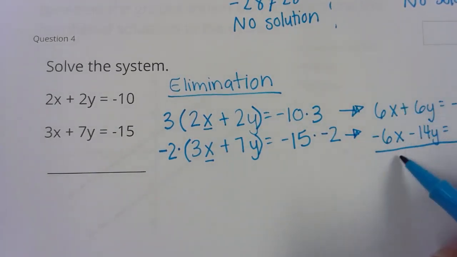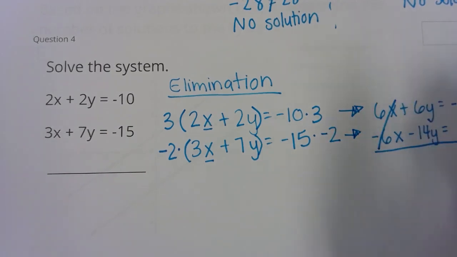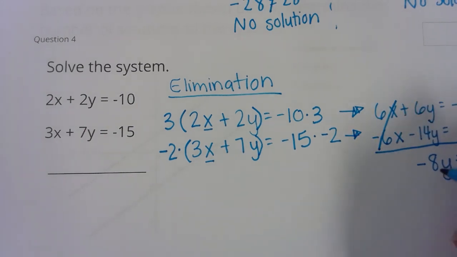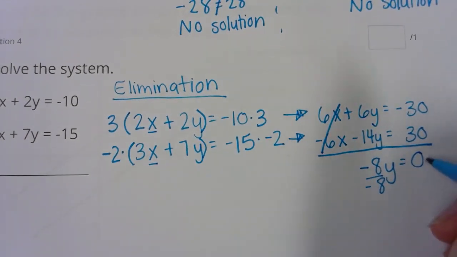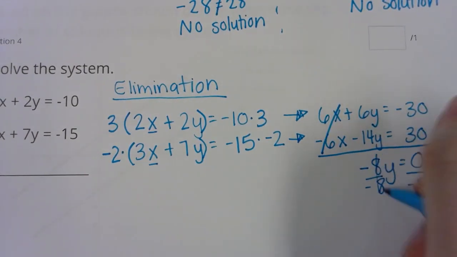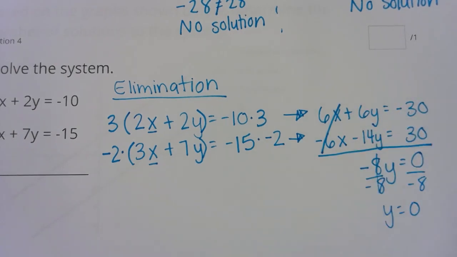So then when I put these equations together, 6x plus a negative 6x is 0. 6y plus a negative 14y is negative 8y. And negative 30 plus 30 is 0. So then when I divide by negative 8, y equals 0.